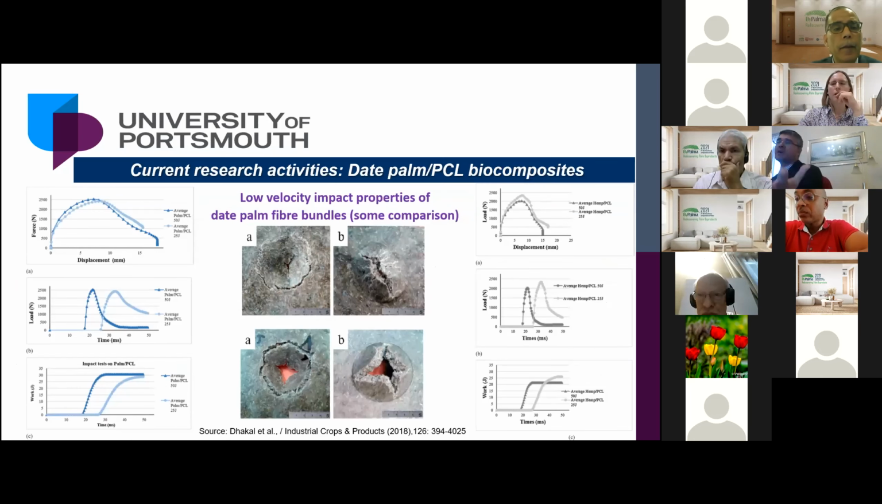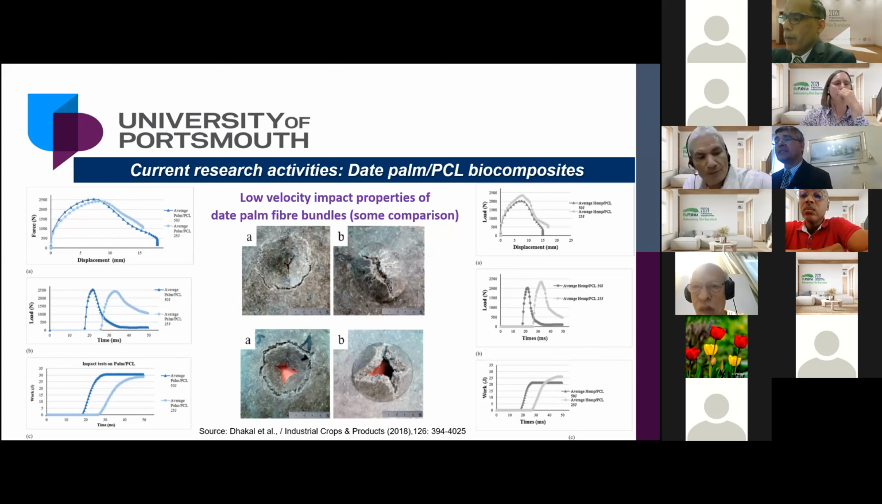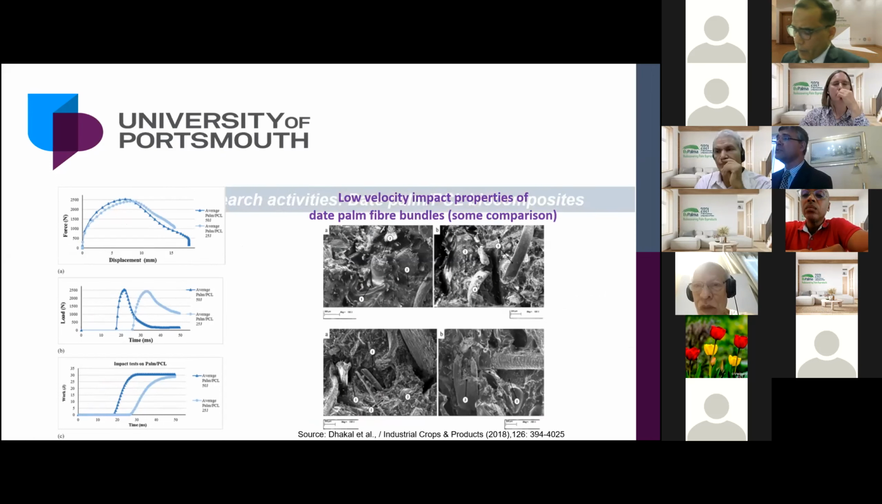Then we looked at impact toughness behavior, which is really good. The jute palm fiber PCL gave quite good impact toughness compared to hemp fiber. You can see on the right-hand side hemp fiber, on the left-hand side jute palm fiber PCL. We used two different types of incident energy, 50 joules and 25 joules. And this gives quite good impact behavior because jute palm fiber has higher elongation compared to other commonly used natural fibers.